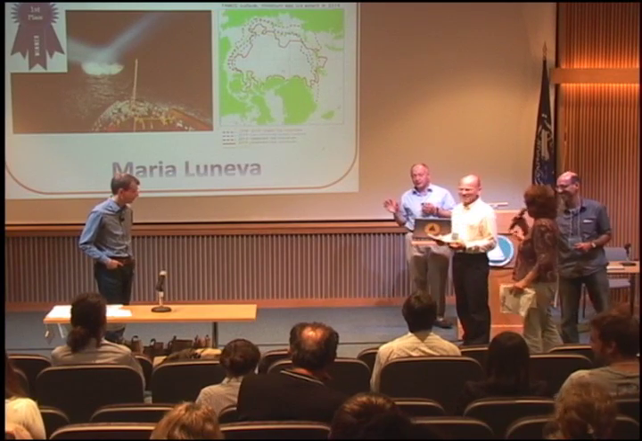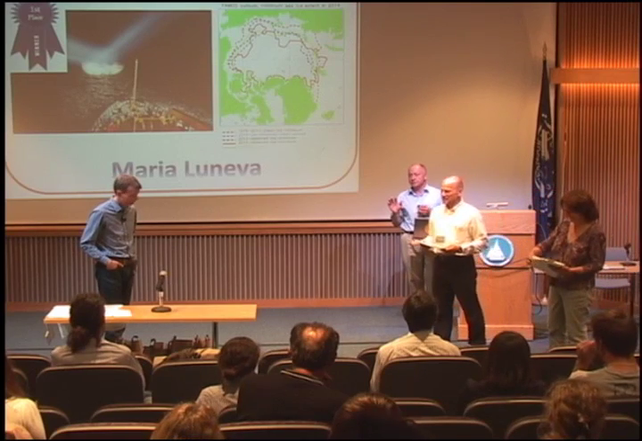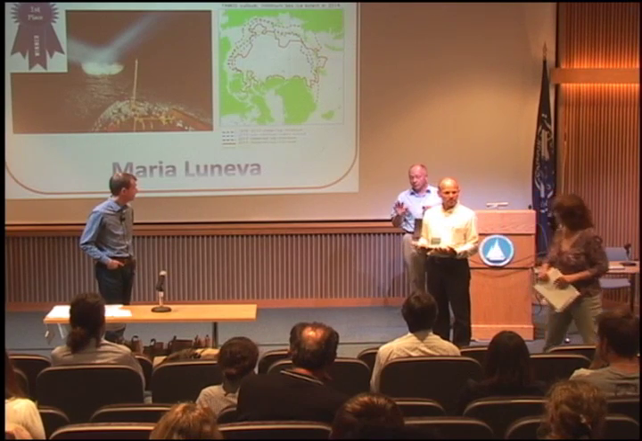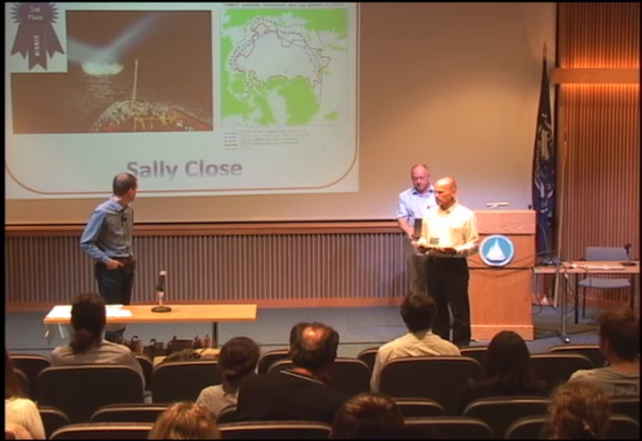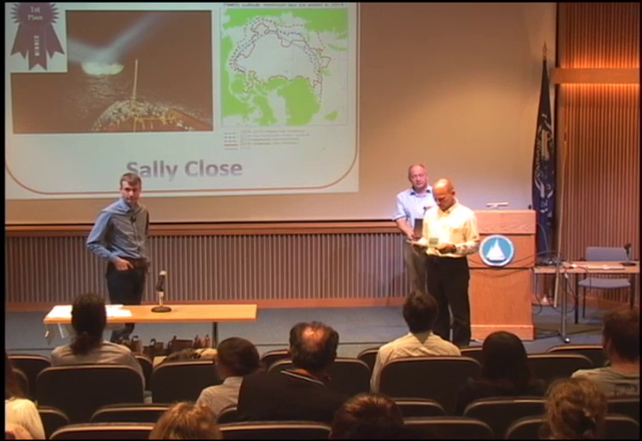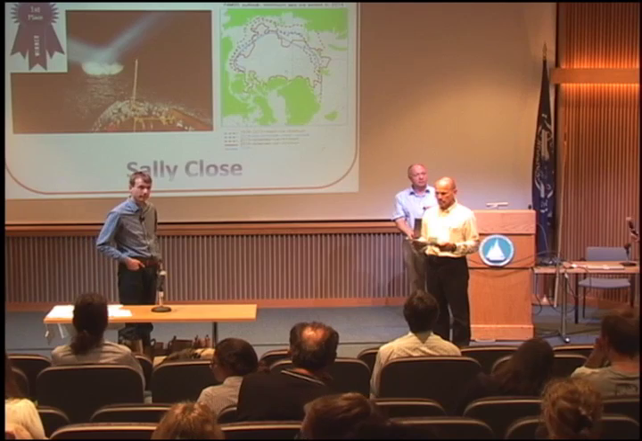Okay, so we have actually 6 winners for the shape of the ice minimum. The second winner is Sally. Is she here?